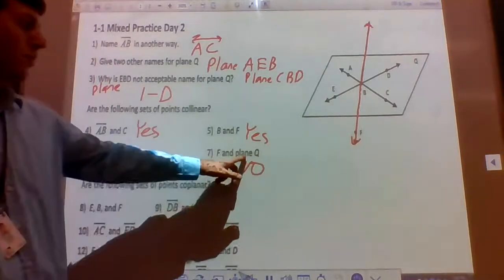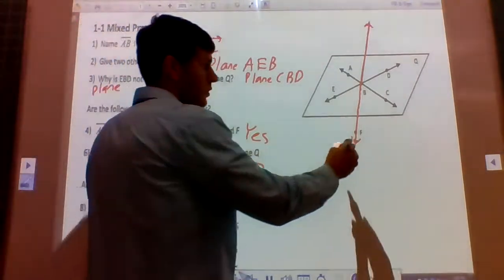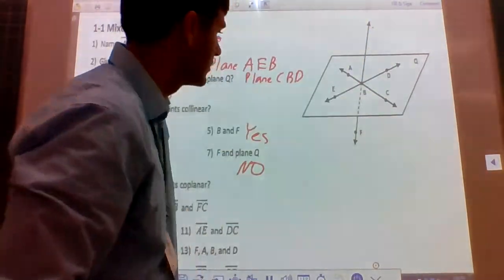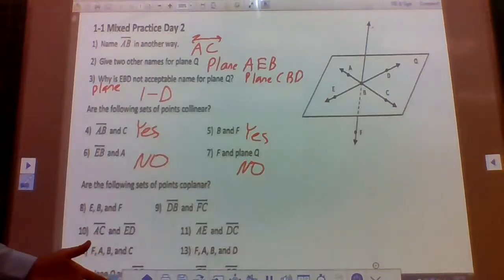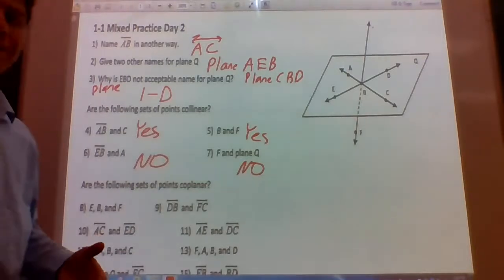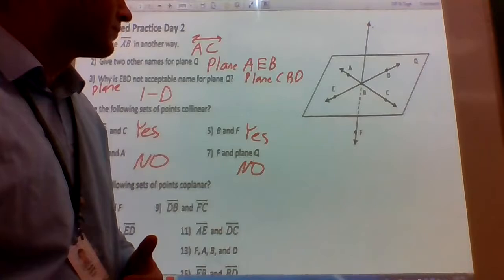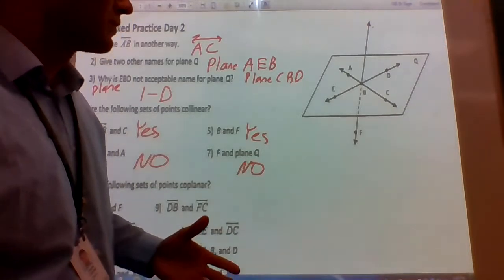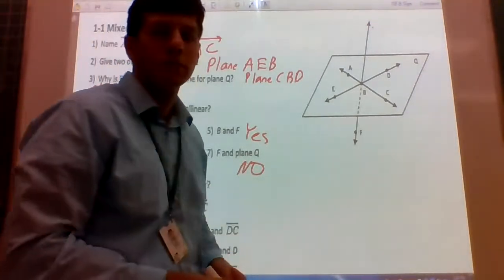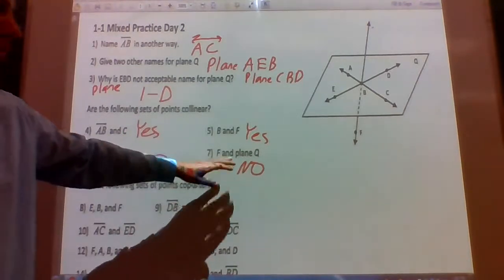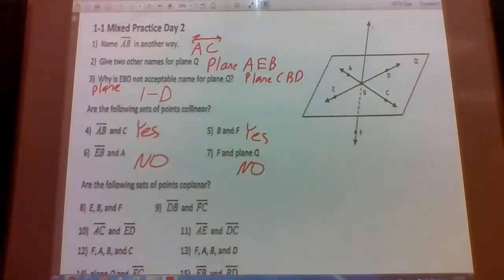So how many points are in plane Q? There's an infinite number of points in plane Q. So are all of these points collinear? No. Right, there's an infinite amount of lines we can draw within the plane. Every plane contains an infinite amount of points and an infinite amount of lines, and you can't possibly have all the points on all of the lines. So that's a big no. That's definitely not. No way. Not even close.